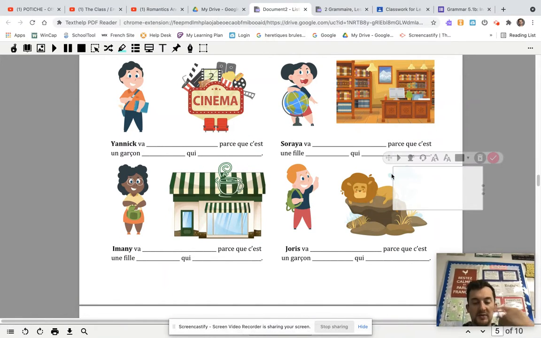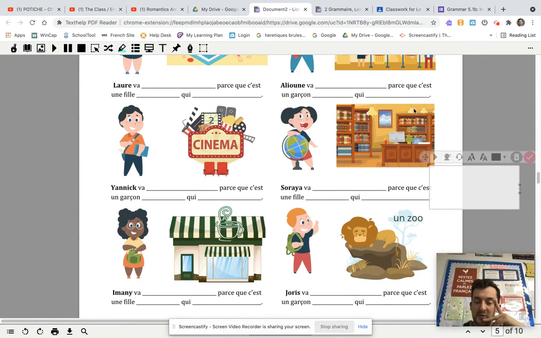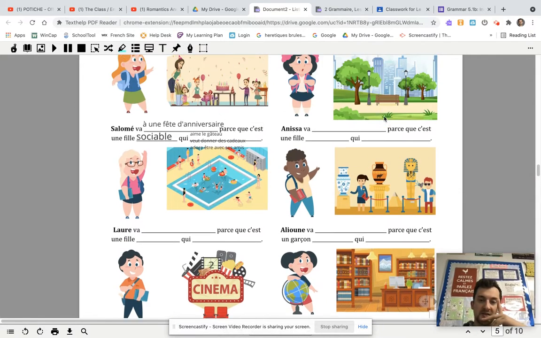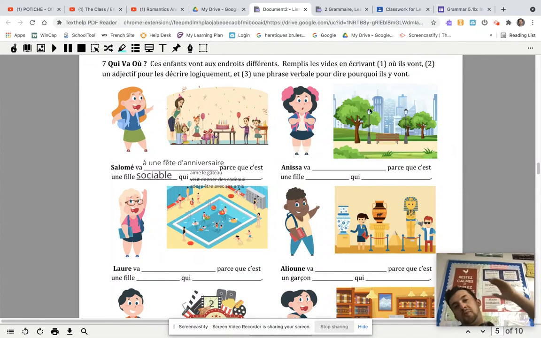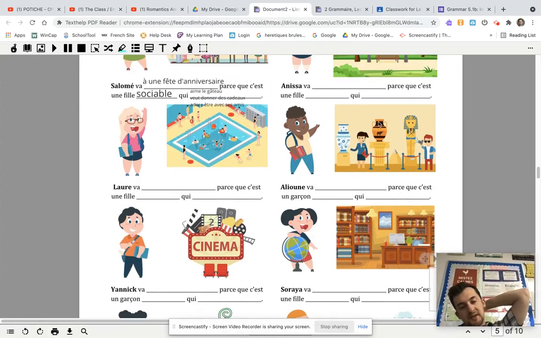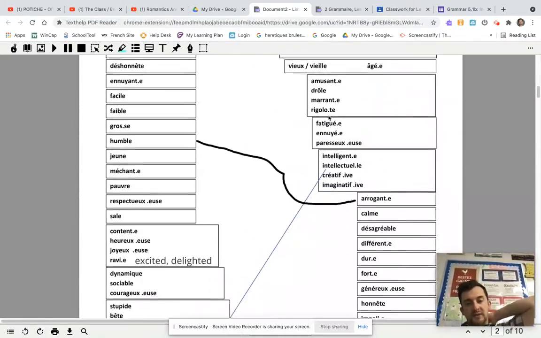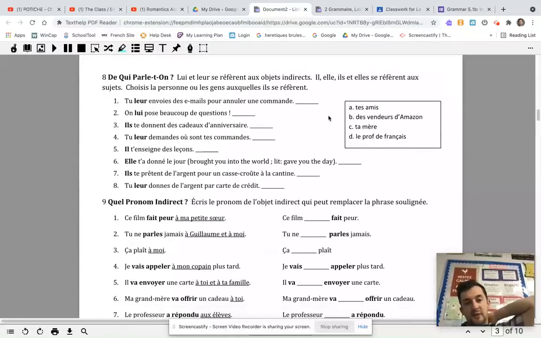This one is supposed to be, I forget if it's on your list or if it's on the list before, un zoo, which is a zoo. This one is supposed to be la bibliothèque, and you know the cinéma, the musée, la piscine. This one could be au parc. Yeah. All right.